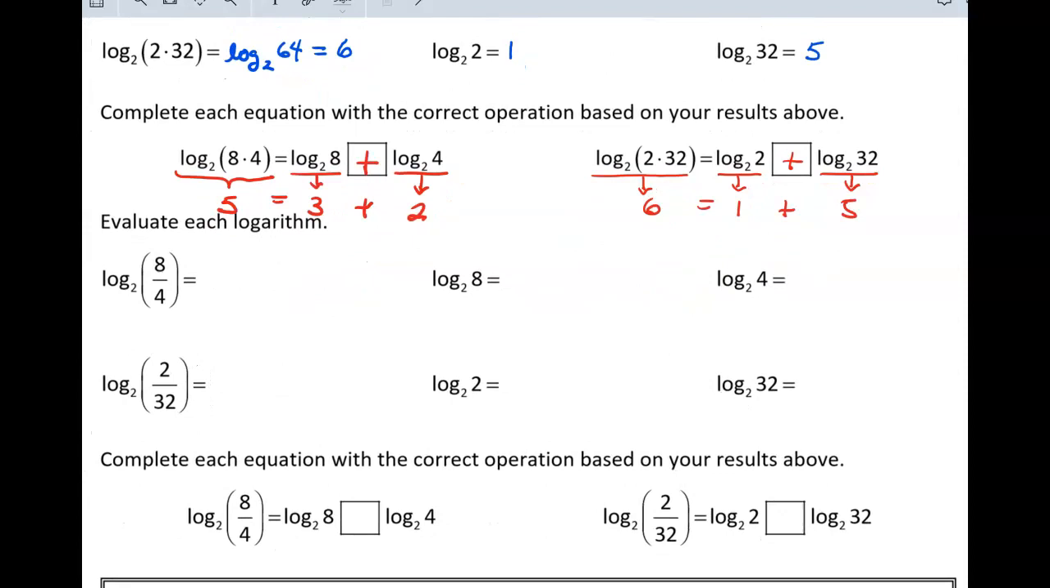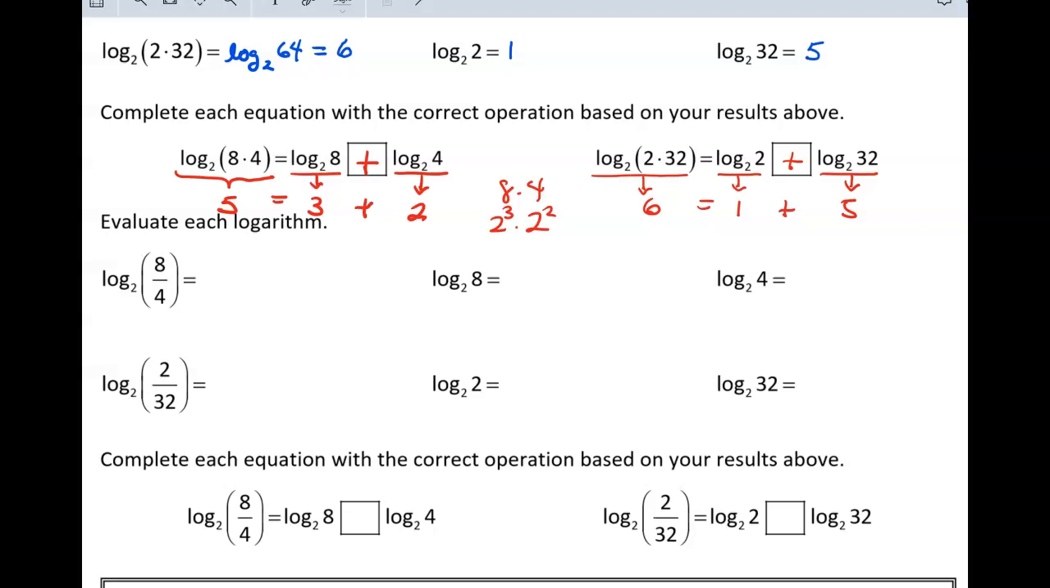When we multiply like bases, for instance, 8 times 4, 8 times 4 is 2 raised to the third times 2 raised to the 2. And when we multiply those like bases together, we simply add the exponents. And as you well know, a logarithm equals an exponent.